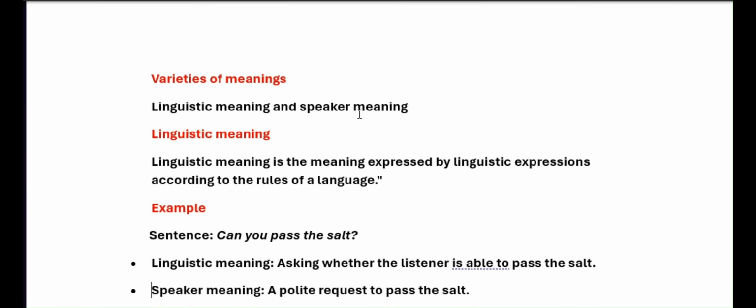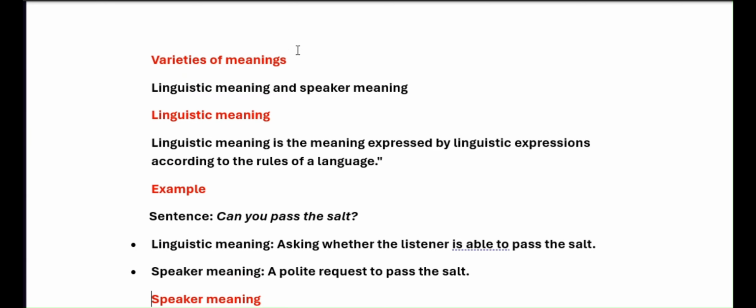Okay, so let's go further. The varieties of meaning. We will discuss two varieties of meaning. First is linguistic meaning and other is speaker meaning. Linguistic meaning is the meaning which is expressed by linguistic expressions according to the rules of language. Now this is basically the literal or denotational meaning. Remember, linguistic meaning is basically the semantic meaning and speaker meaning is basically the pragmatic meaning.